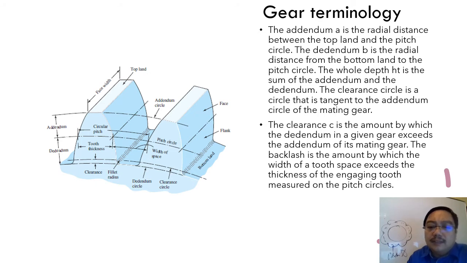So gear terminology: the addendum and the dedendum. What is addendum? What is dedendum? The addendum is the radial distance between the top line and the pitch circle. When the slide mentions addendum, you see where the location of addendum is. Here is addendum, here is dedendum, and here is the top line. This is the top line. And the dedendum is the radial distance from the bottom line. Where is the bottom line? Here is the bottom line.